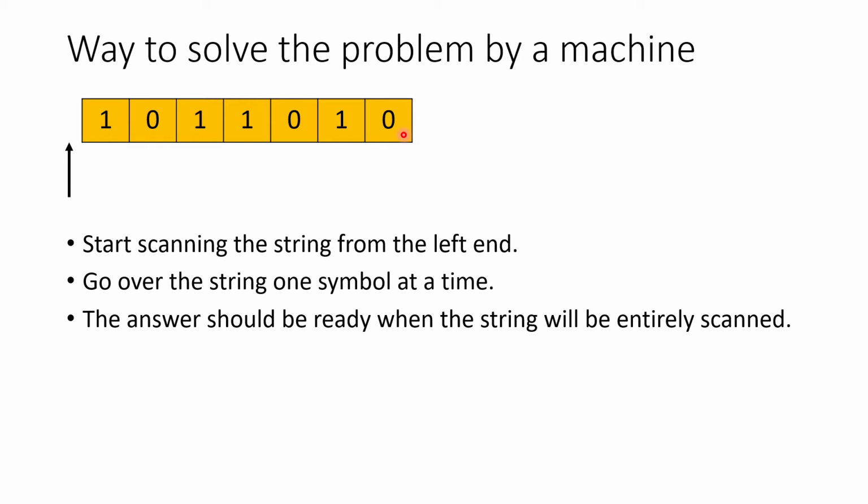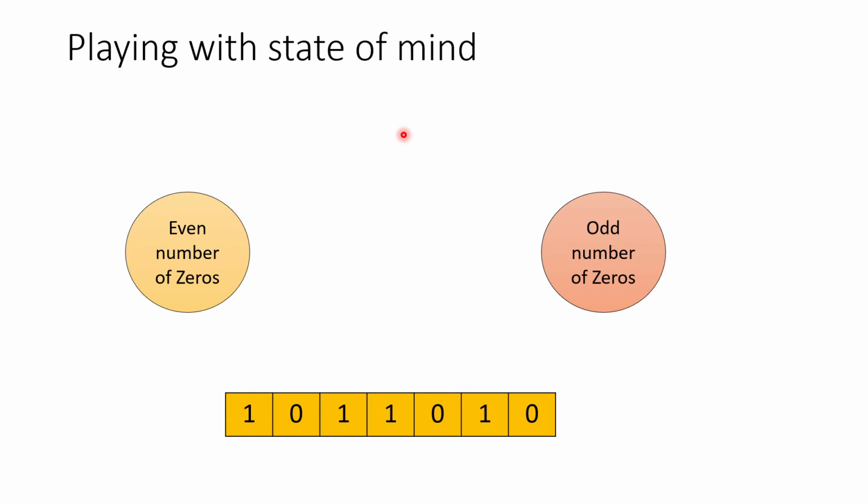So basically what we have seen from this elaborated explanation is that we are playing with our state of mind, where we have two states of mind, either it should be an even number of 0 or it should be an odd number of 0. And the string is something like this that we have in the tape.